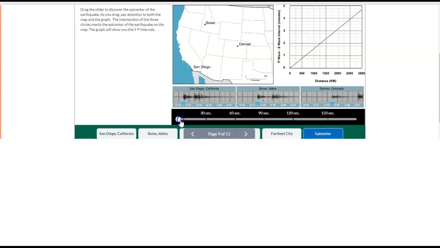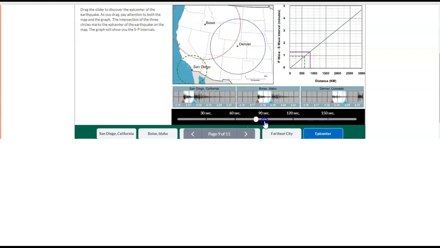So we don't know where it is happening, but there's an earthquake occurring somewhere on this map. I'm going to slide the timer so that we can see the arrival of P and S waves to each of these three seismic stations. And we see that right around 60 seconds, the P and the S waves have both arrived in San Diego. So we have a circle now that tells us exactly how far from San Diego the earthquake occurred. So somewhere along this green circle is the epicenter of the earthquake.